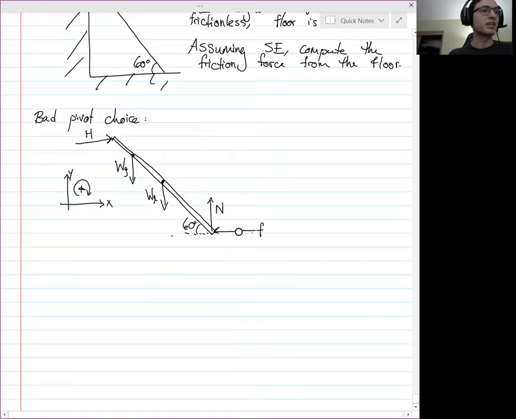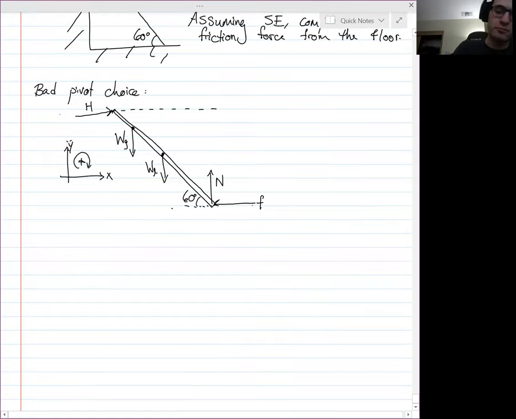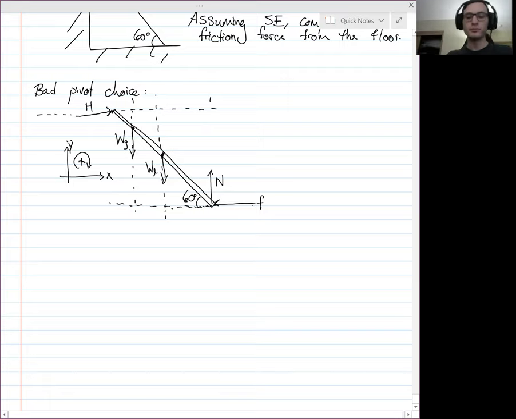Next step is extend each of the force vectors with a dotted line as far as it goes on the page in both directions. I'm not going to do as far as it goes, but far enough. This will get cluttered, but you'll see why this is relevant in a minute. Okay, so we've done that.